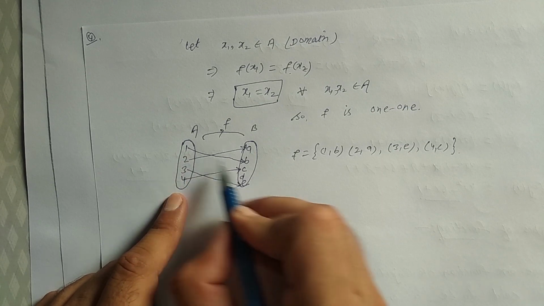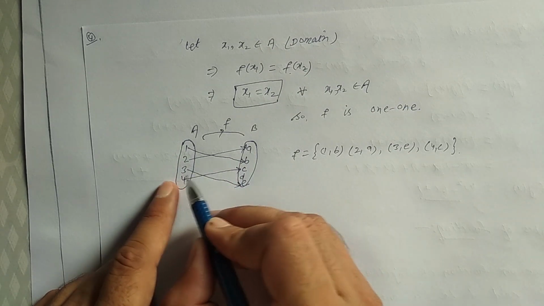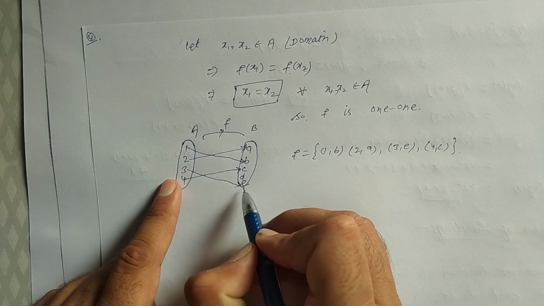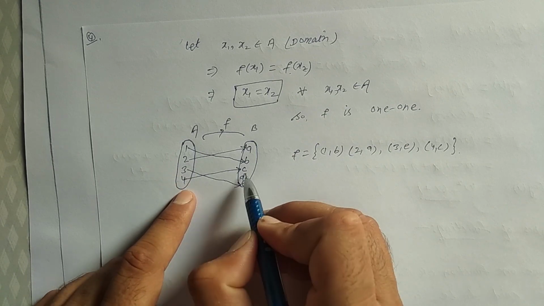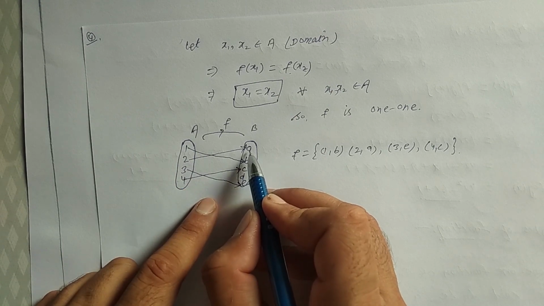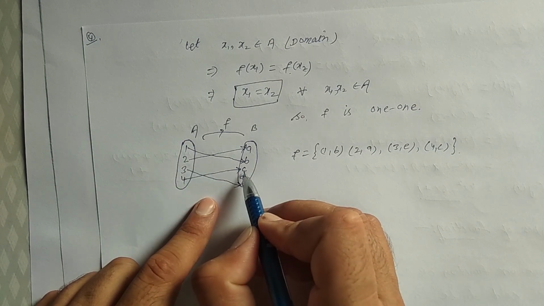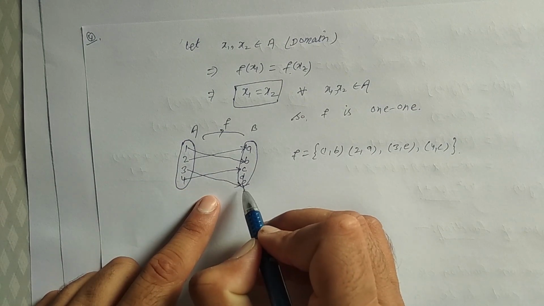Image of element 1 is B. Image of element 2 is A. Image of element 3 is A. Image of element 4 is C. Pre-image of element A is 2. Pre-image of element B is 1. Pre-image of element C is 4. Pre-image of element E is 3.